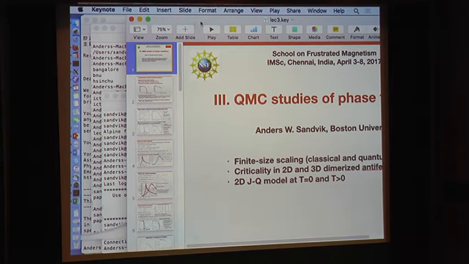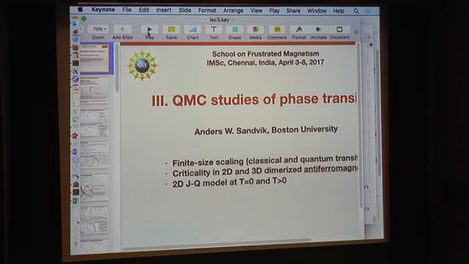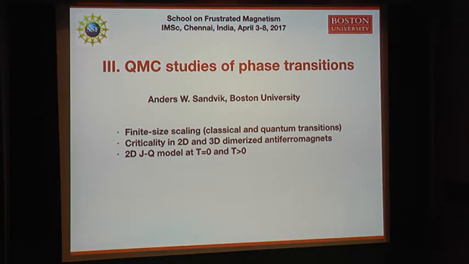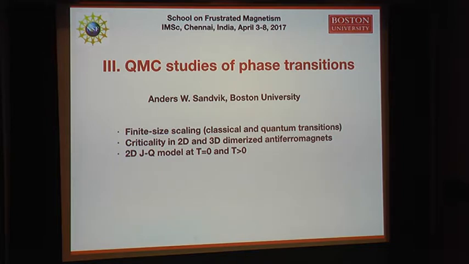Now I want to talk about how to actually use QMC methods of the kind that we have discussed to study phase transitions. Those could be quantum phase transitions which take place at 0 temperature as a function of some parameter in the Hamiltonian, or we may also be interested in finite temperature transitions in quantum systems. I will show you examples of both. But before I show examples, I want to say a few words about the kind of finite size scaling techniques that we use to analyze data.